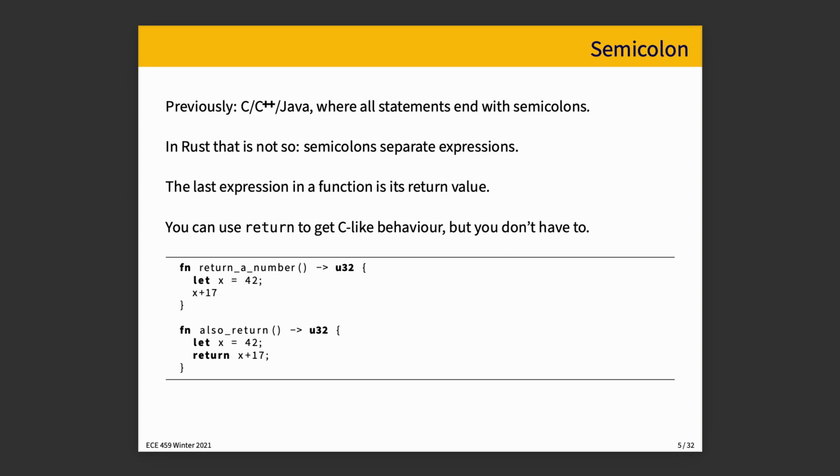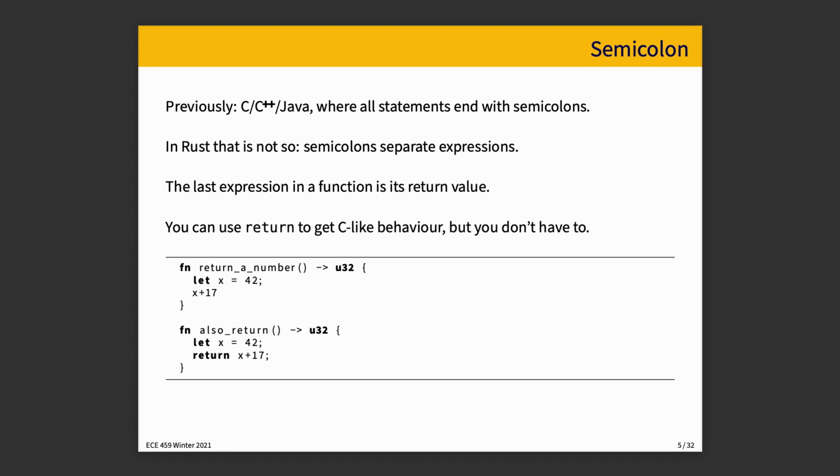Okay, now one of the things that we'll point out is semicolon usage. Previously, in C, C++, Java, all statements end with a semicolon. In other languages like Kotlin, semicolons are optional but don't do anything. In Rust, it is not the case. Semicolons separate expressions. And so the last expression in a function is its return value.